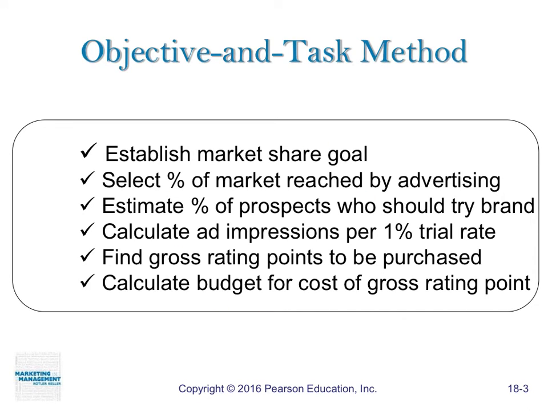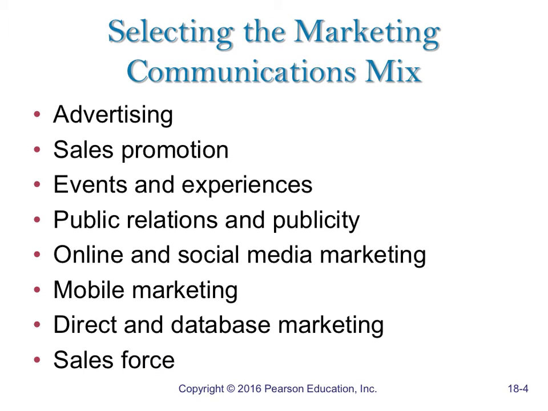This one, to me, again, it's always subjective, but to me, this is the best way to set your communications budget. If you still remember from the first video on integrated marketing communications, this is your communication mix: advertising, sales promotion, events and experiences, PR, online and social media marketing, mobile marketing, which includes social media marketing, direct and database marketing, and sales force. That's your mix. So mainly you have to spend your budget on a combination of these depending on your goals and objectives and so on and so forth. So let's go through these.